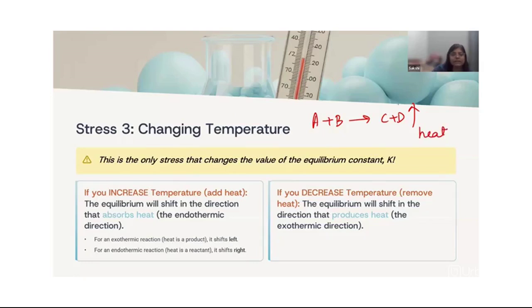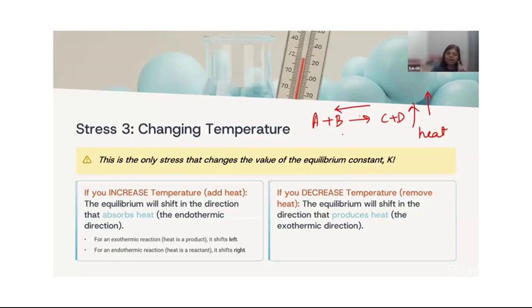And if you increase the temperature, the equilibrium shifts in the direction that absorbs the heat, right? So basically, if it is the exothermic reaction, it shifts towards the left, because the forward reaction is what? The forward reaction is exothermic. That means here the heat will be released, so a lot of heat will be produced. But the backward reaction is endothermic, which absorbs heat. So to control the amount of heat and reduce it, the reaction will go backward.